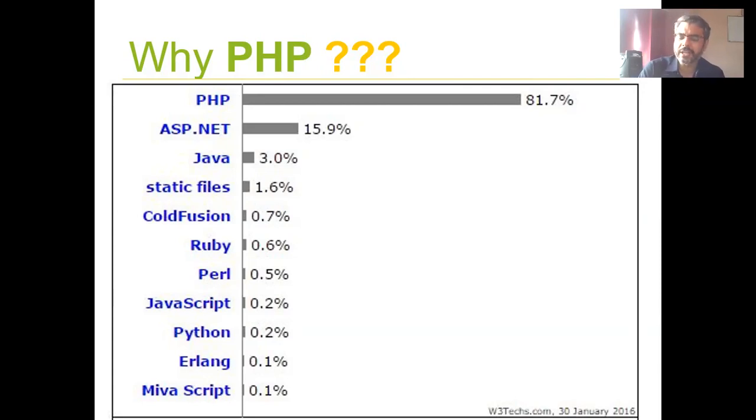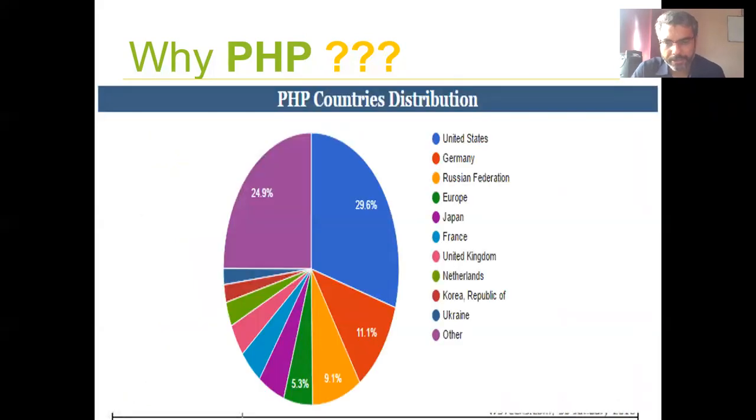There are 15% chances that people might ask you for ASP or some other languages. So that's one major thing. Country-wise, the US again uses PHP 29%, then Germany, Russia; these are major countries that use PHP. As you can see, Japan, US and Russia hold the 75% market share, and all of them use PHP.